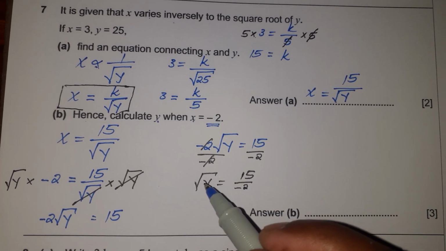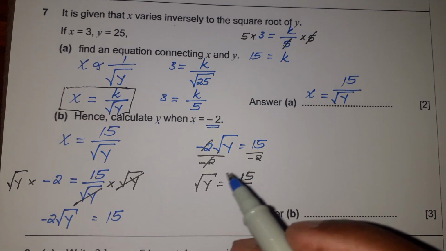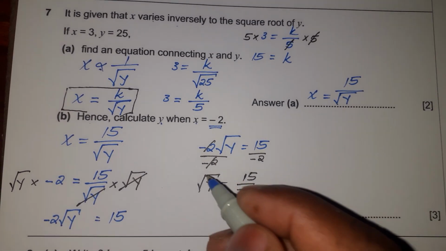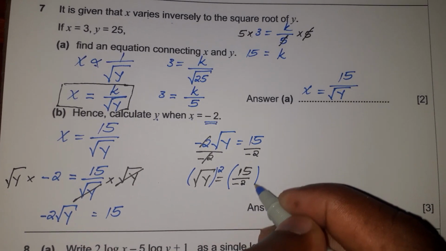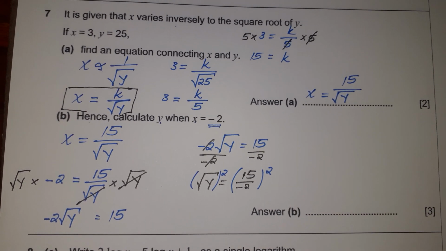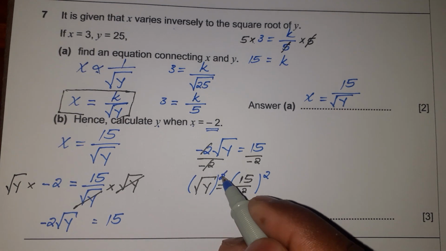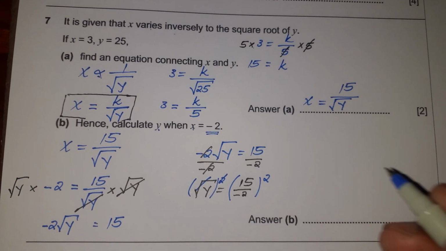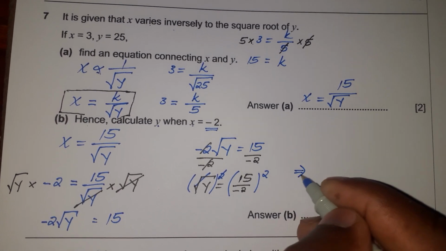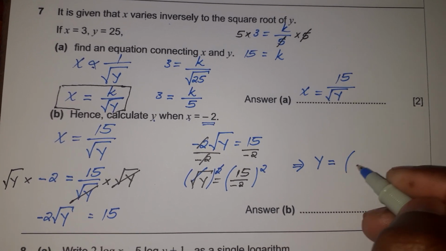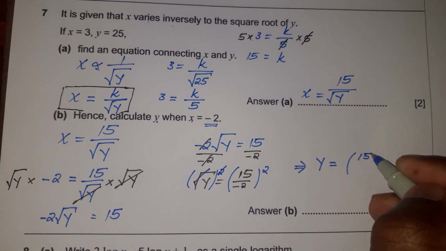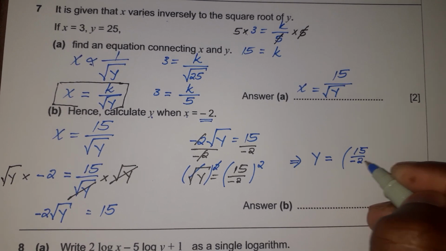Since you are looking for y, not square root of y, we have to remove the square root by squaring both sides. We square both sides so that the square can cancel with the square root. And then we now have y alone equals to, here we have 15 over negative 2, all squared.